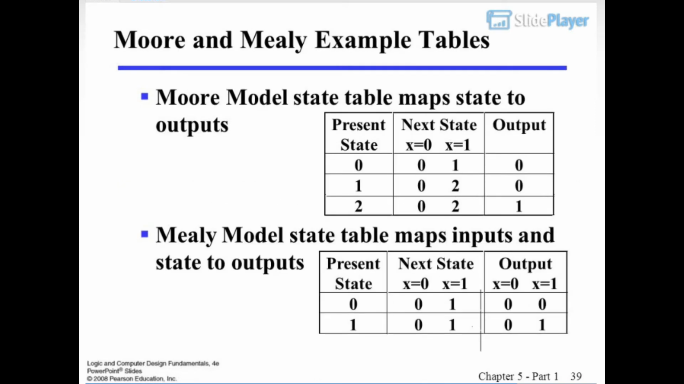Moore and Mealy example tables. The Moore model state table maps state to outputs. The Mealy model state table maps inputs and state to outputs. Present state, next state, X equals 0, X equals 1, output. The table entries follow: 0, 1, 1, 0, 2, 2; 0, 1, 0, 0, 1.